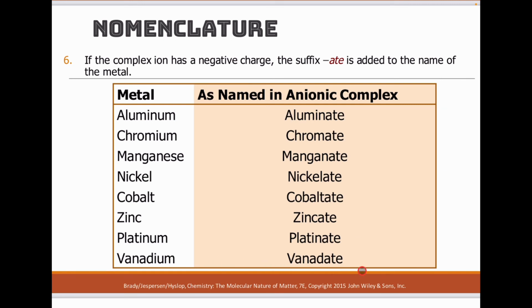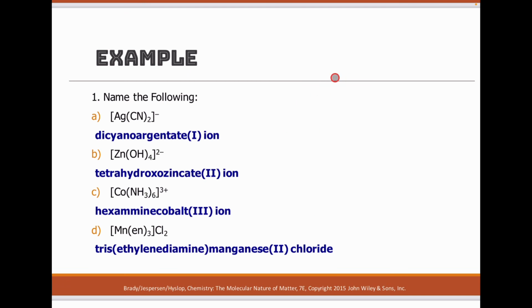This is an example for the nomenclature. Okay, for example, the first one is dicyanoargentate(I) ion. How do you do it?